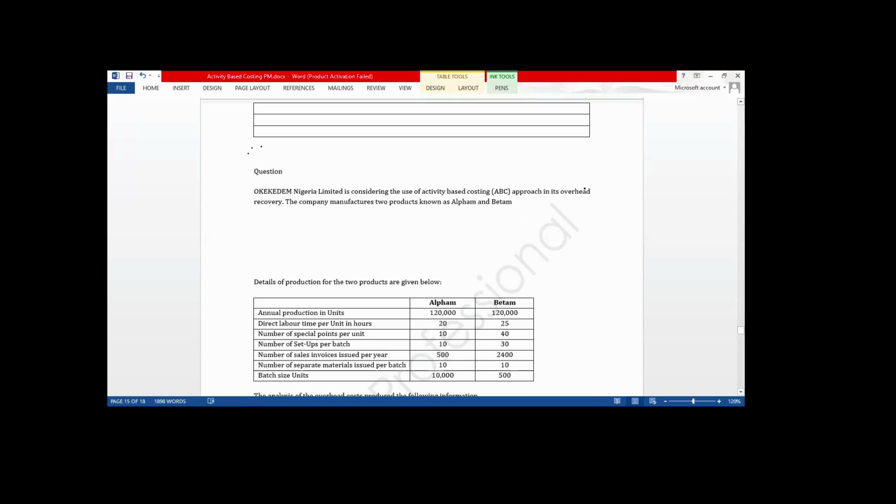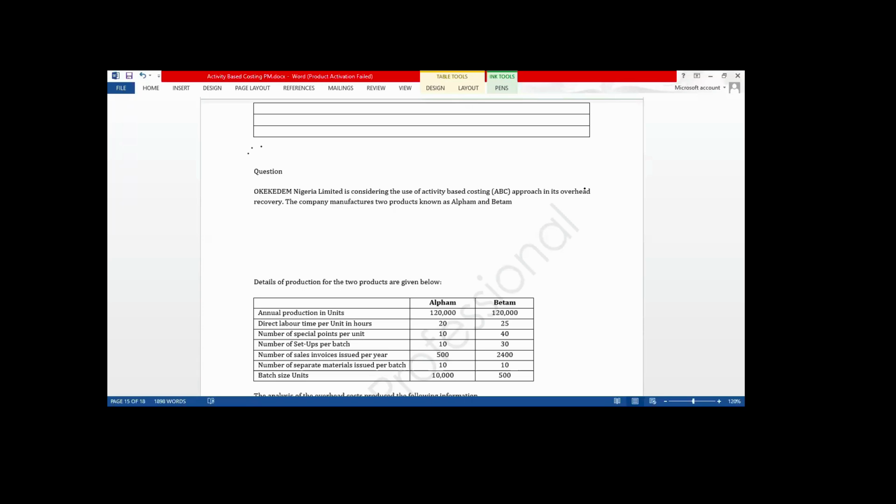10 for AFAM, 30 for BITAM. Number of sales invoices issued per year, multiply by 5. In the question we just solved, we are given 100 and 480. If you multiply 5 by 100, that will give you 500.